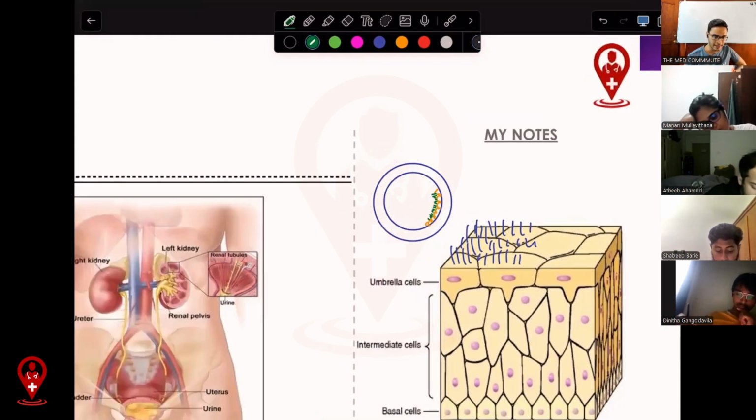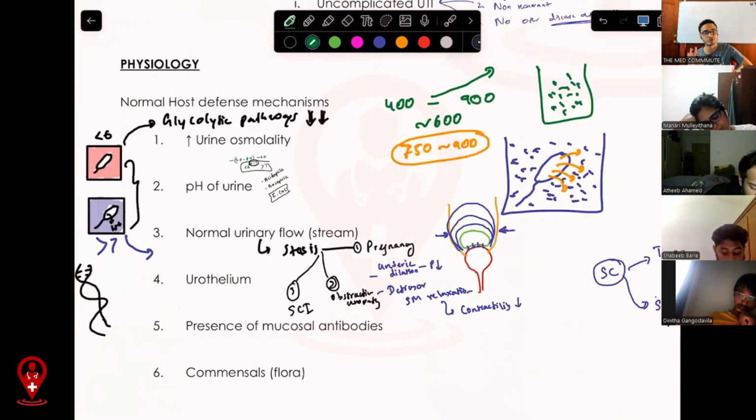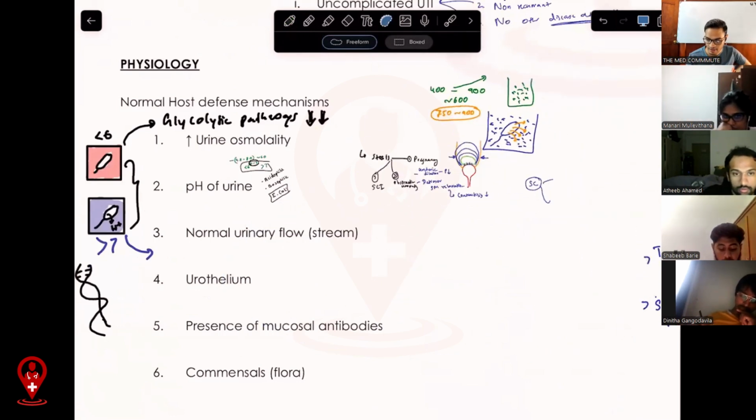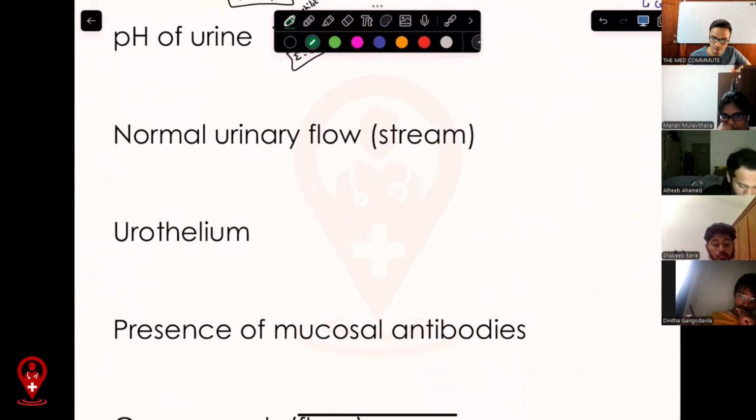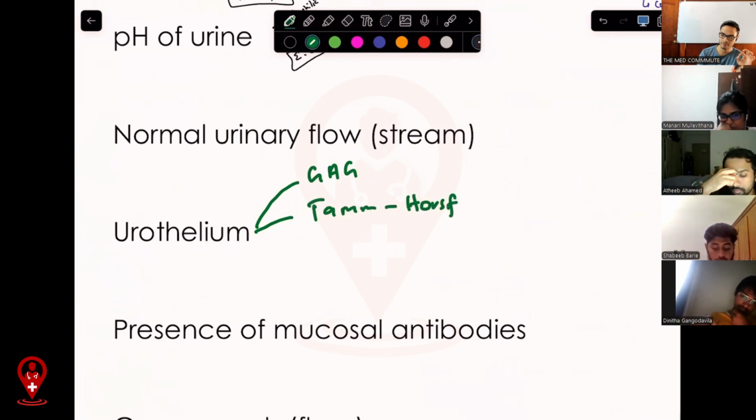Okay, right. Then the next thing, guys, where are we? Here, in the urothelium. So the first thing about the urothelium I want you all to know is the glycosaminoglycan layer, right? Then the next thing, guys, have you all heard this type of proteins called Tamm-Horsfall proteins? Tamm-Horsfall proteins. What are these proteins, guys?